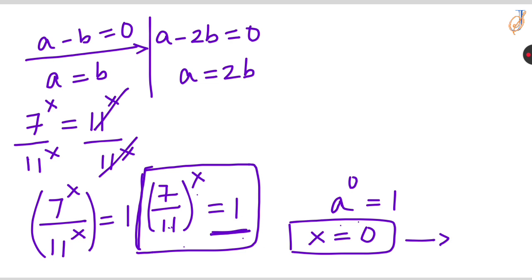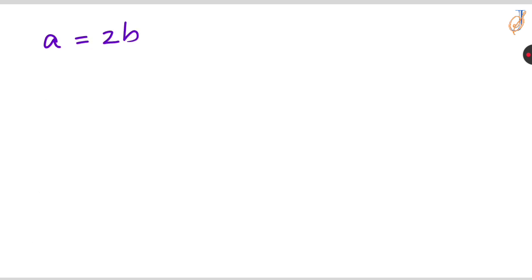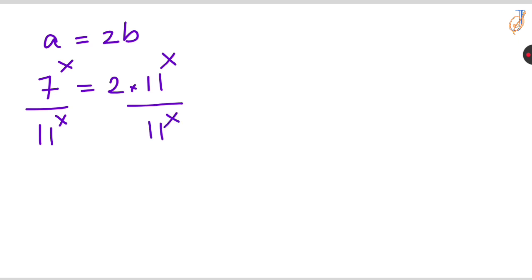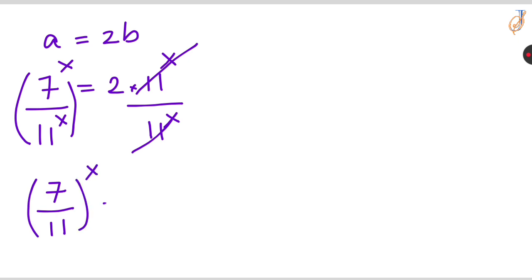Now observe the second case, where we have a equal to 2b. We consider a as 7 raised to the power of x, that is equal to 2 times b, where b is 11 raised to the power of x. To solve x, we need to take x to one side. So I'm going to divide both sides by 11 raised to the power of x. Here 11 raised to the power of x cancels. This whole term is in the form of a power m over b power m. We can write this as a over b whole power m, that is equal to 2.